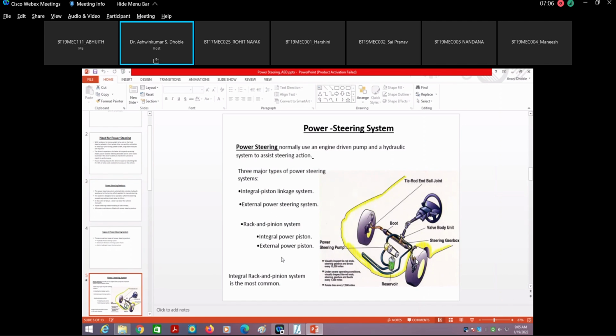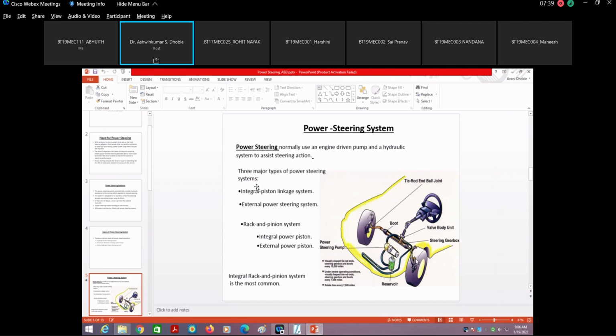Now, how does the power steering system work? It normally uses an engine driven pump. So this is basically the engine driven pump, the power steering pump, and a hydraulic system to assist the steering action. Basically, the hydraulic system is used for assisting the steering action. This is the reservoir, which is for the pump oil storage.